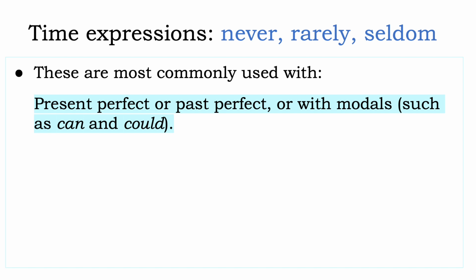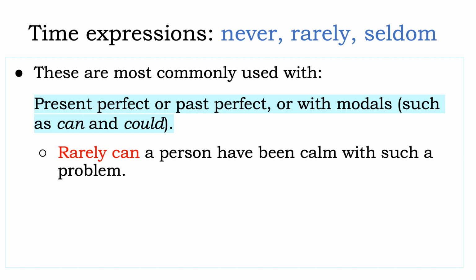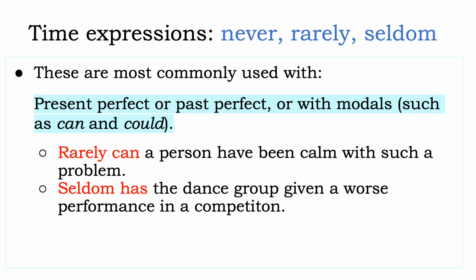We can also use inversion with time expressions such as never, rarely, and seldom. These adverbs are usually combined with present perfect or past perfect, or sometimes with modal verbs such as can and could. For example, we can say something like, rarely can a person have been calm with such a problem. Here again, as you can see, the first word is the adverbial or the adverb, and then the modal verb. The second example says, seldom has the dance group given a worse performance in the competition. Again, the first part is the adverb or the adverbial, and then here we're using present perfect with has.